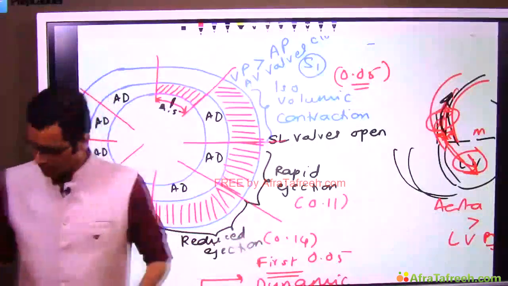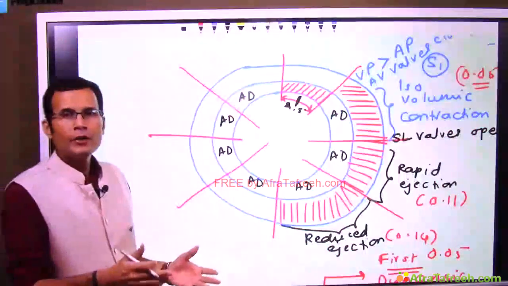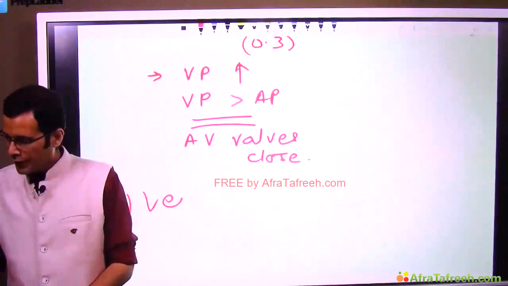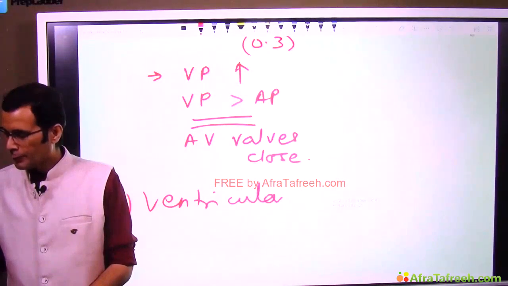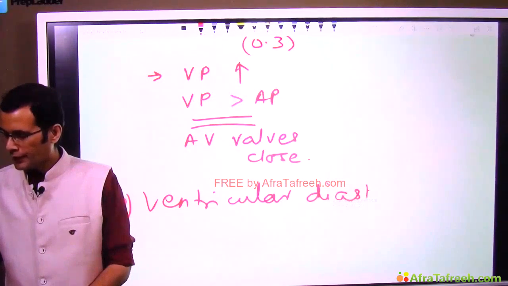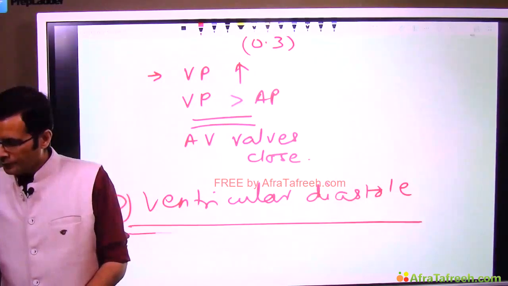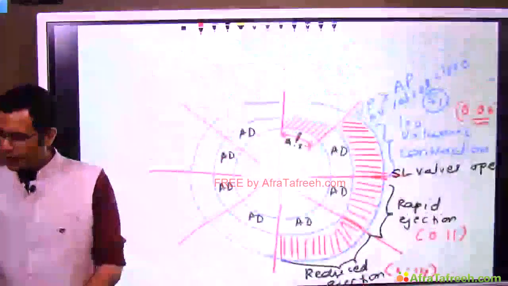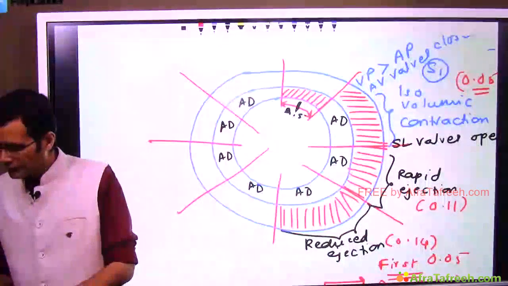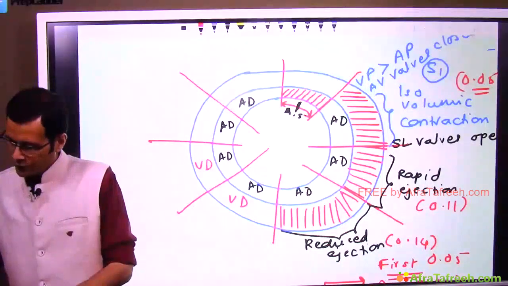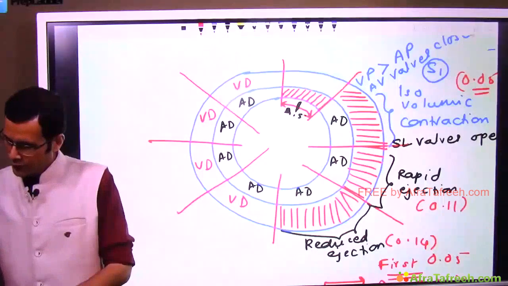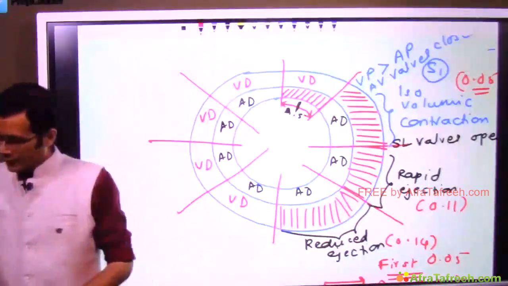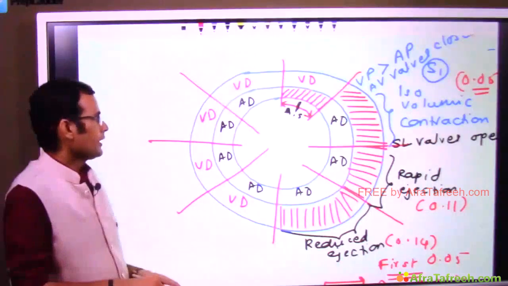That's the ventricular systole. Now coming to the ventricular diastole. In ventricular diastole the ventricles will begin to relax and they will receive the blood. Ventricular diastole is 0.5 seconds. So, five parts, 0.5 seconds.